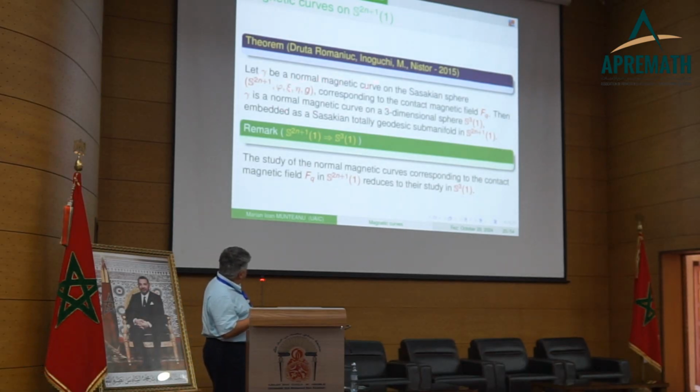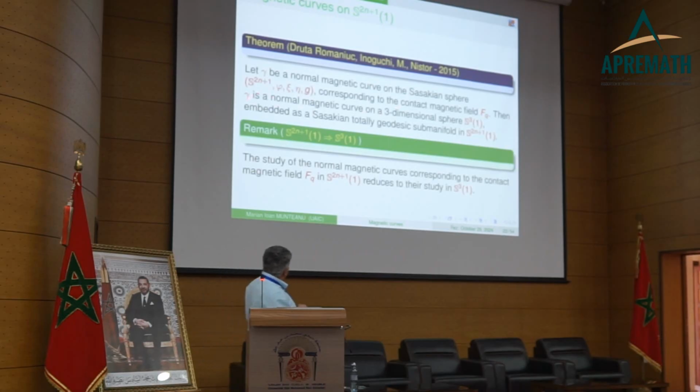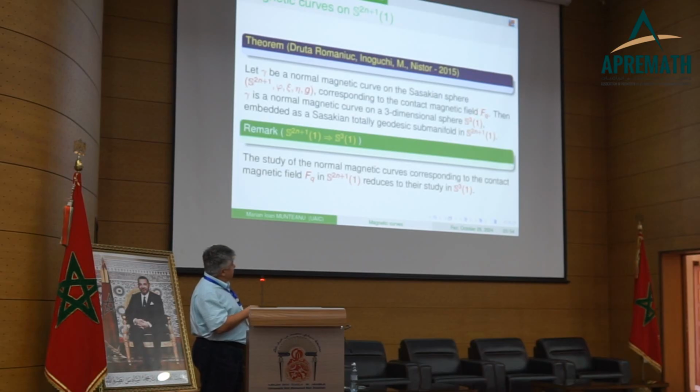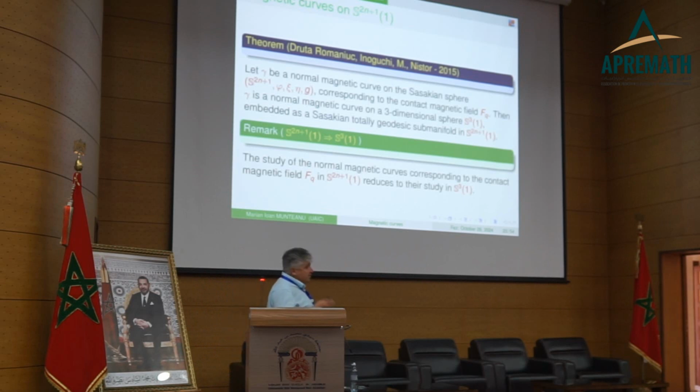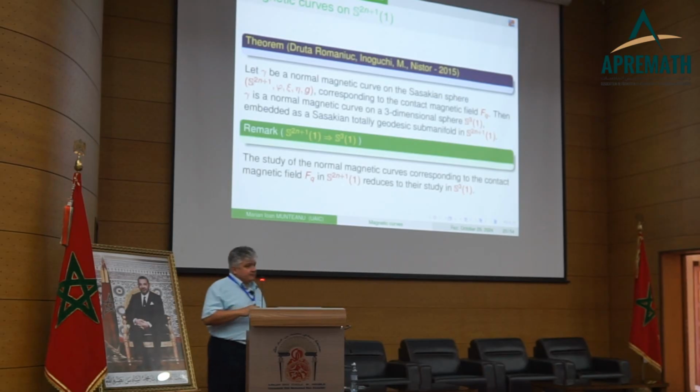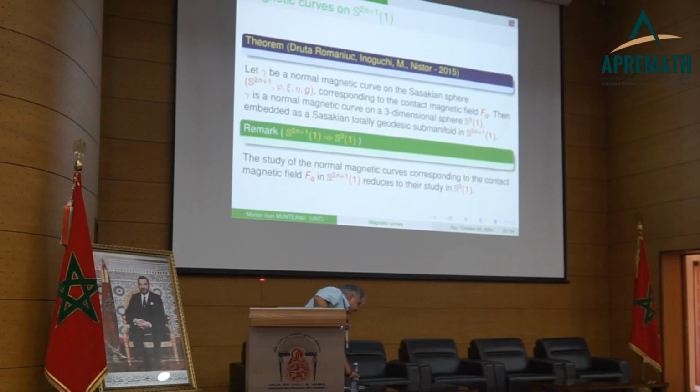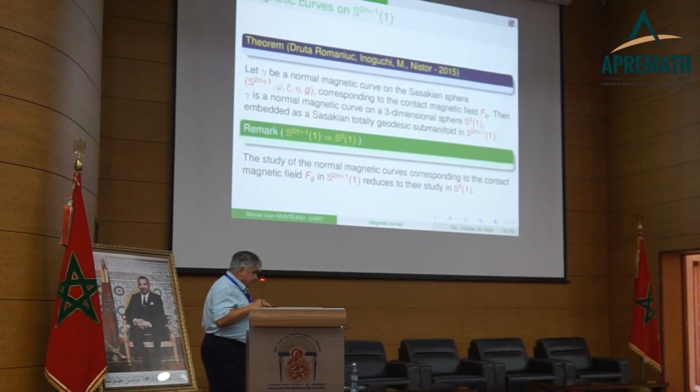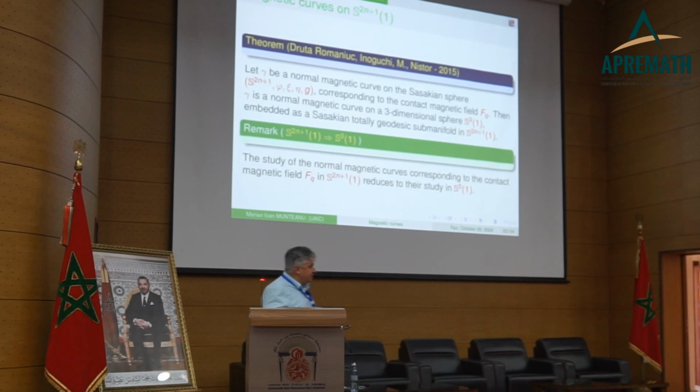Let gamma be a normal magnetic curve, so it is parametrized by arc length in the sphere, corresponding to the contact magnetic field phi FQ. Then gamma is a normal magnetic curve on a three-dimensional unit sphere embedded as a Sasakian totally geodesic submanifold in S^(2m+1). So in the case of the sphere, the study of magnetic curves for arbitrary dimension reduces to dimension 3. Okay, so in the table, remember our studies, the fragment dimension is 3.